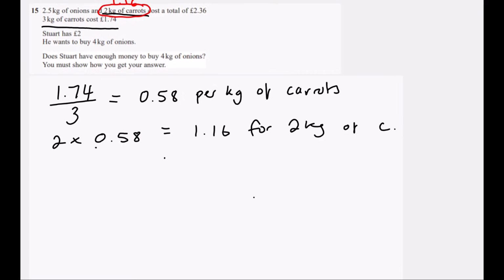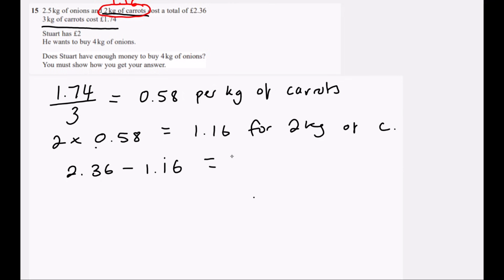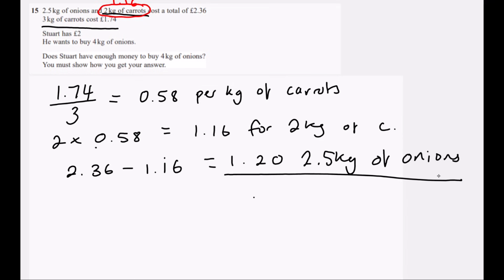So £2.36, take away the carrots, which was £1.16, leaves £1.20. So £1.20 left once we take away the carrots. So that's 2.5 kilograms of onions. So we know it's £1.20 for 2.5 kilograms of onions.